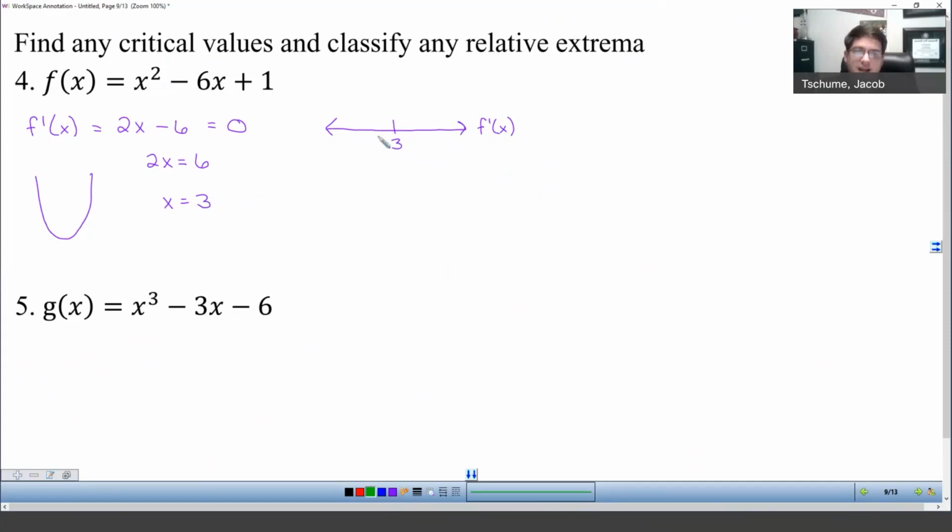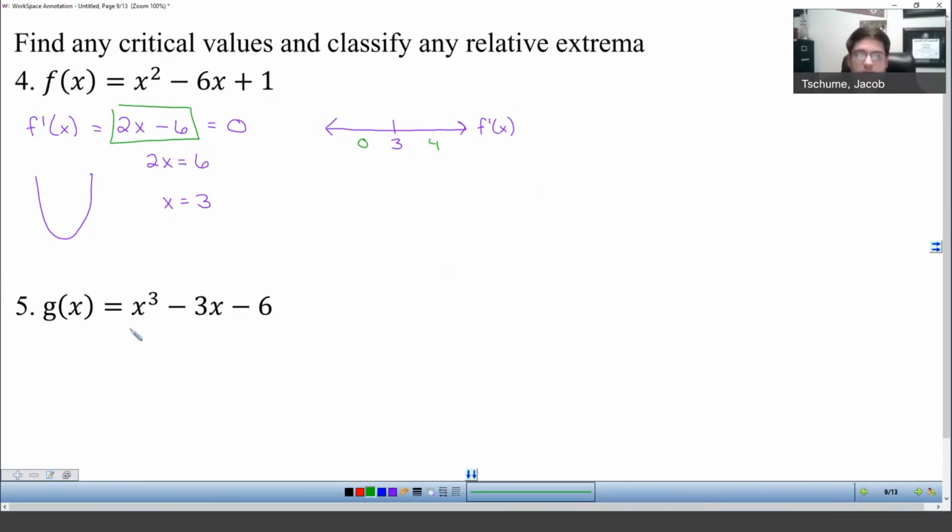On each side of the critical value, I'm going to pick out test values. It can be any number you want as long as it's on either side of 3. So over here, let's pick 0, and how about we pick 4 over here? You're going to plug those test values into the first derivative that you found over on the left.